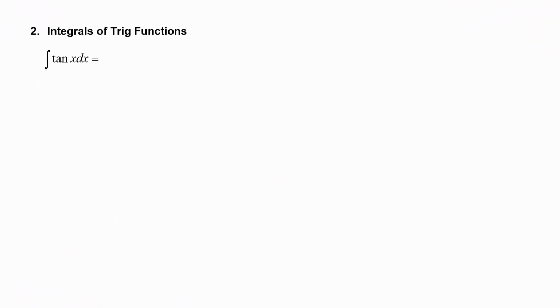Now, having this technique of integration which results in the natural log function allows us to do integrals of trig functions. Here we want to integrate tangent x dx. So if we first rewrite tangent of x as sine of x over cosine of x, and then of course we have the dx still, and now we let u equal cosine of x, that denominator, then du is equal to negative sine of x dx.